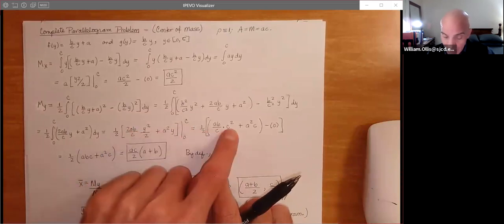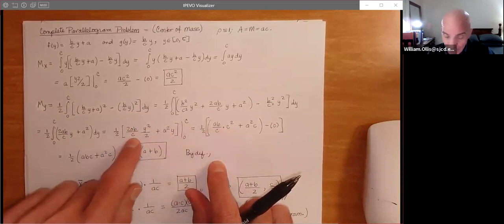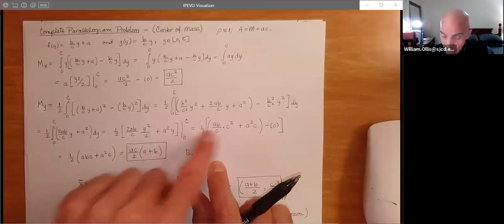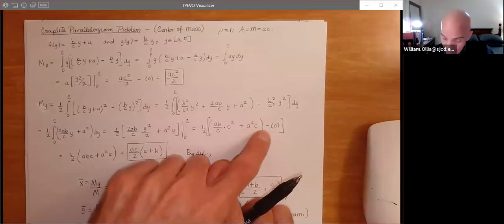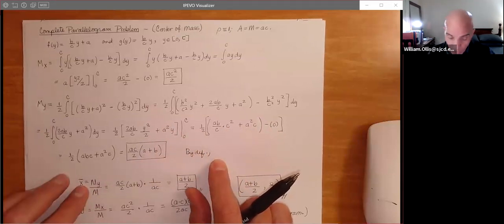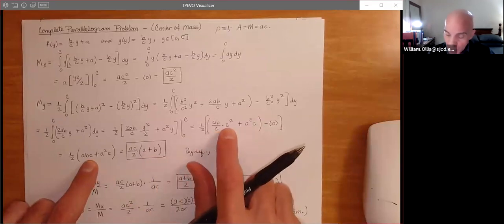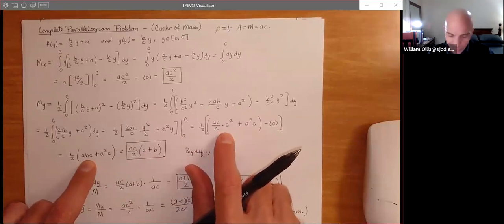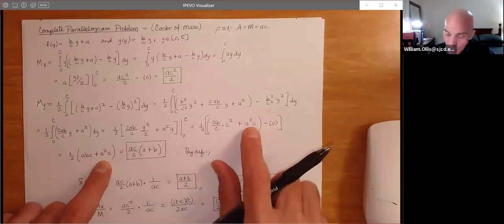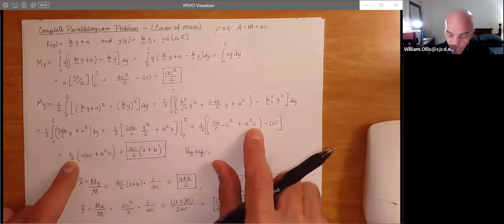We get ab c squared over c. And here, of course, we get a squared times the c. Again, noting the 0 here from the lower limit. And so now when we look at this, one of the c's absorbs to give us abc, in alphabetical order. And then, of course, a squared times c times the 1/2.